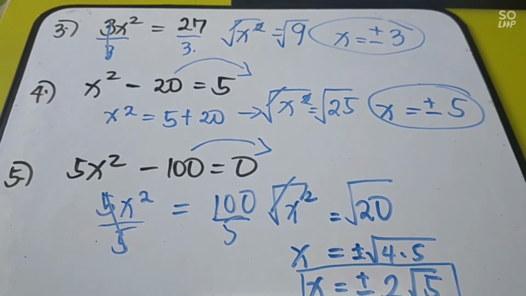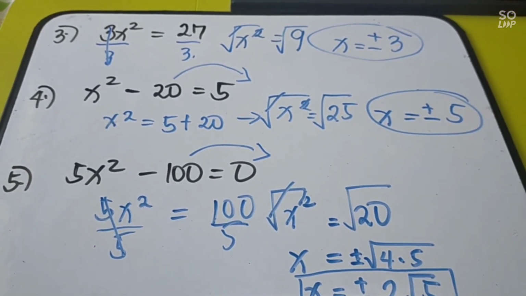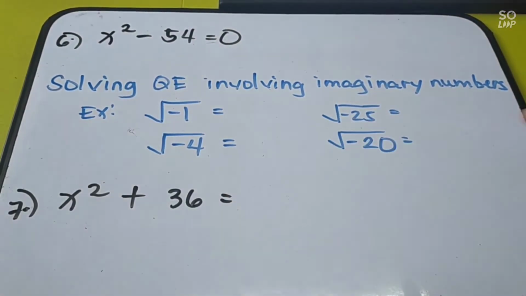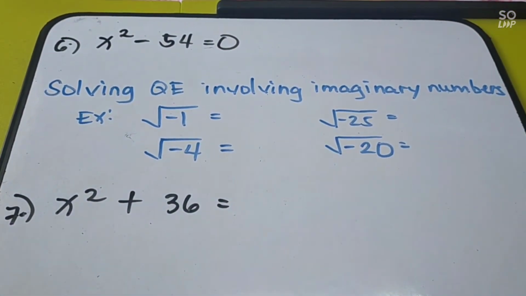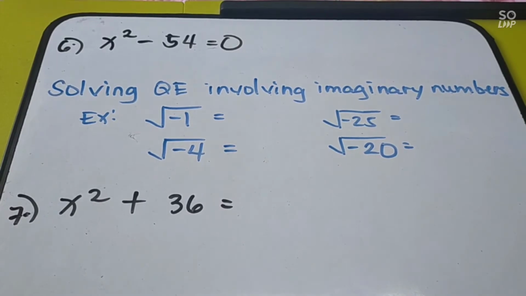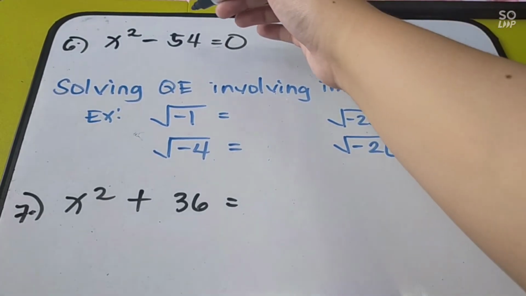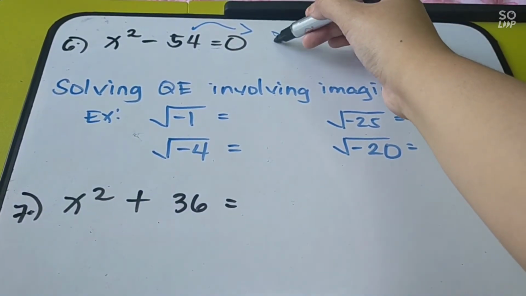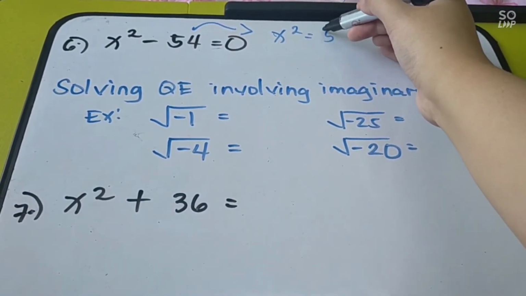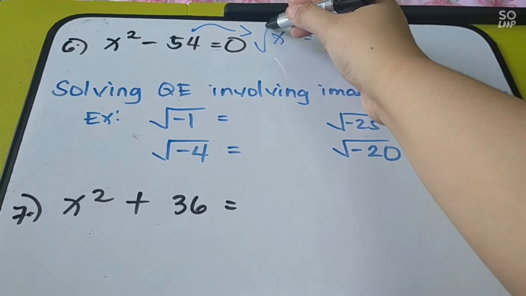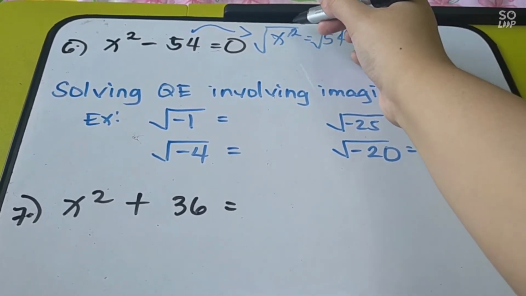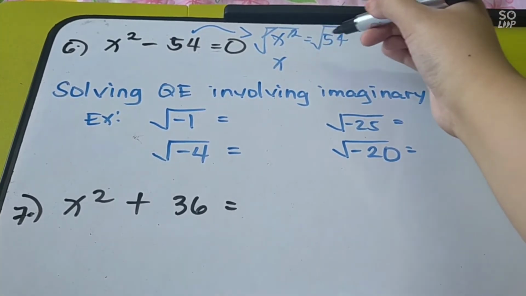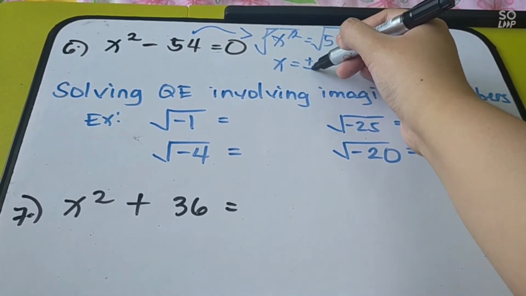Now, let us have more difficult examples. Number 6. We have x squared minus 54 is equal to 0. So, we are going to transpose the constant term to the other side. So, it becomes x squared is equal to positive 54. Square root both sides para mawala si squared at square root. So, it left here x is equal to positive and negative.